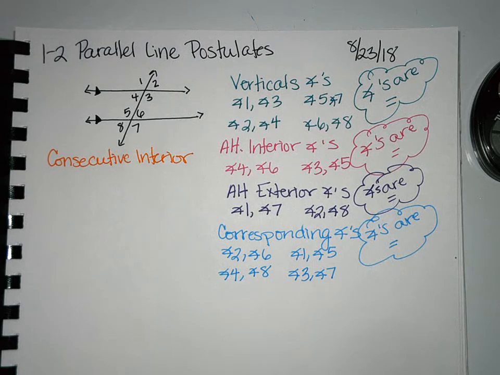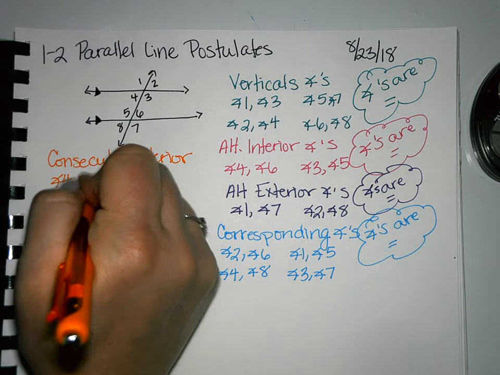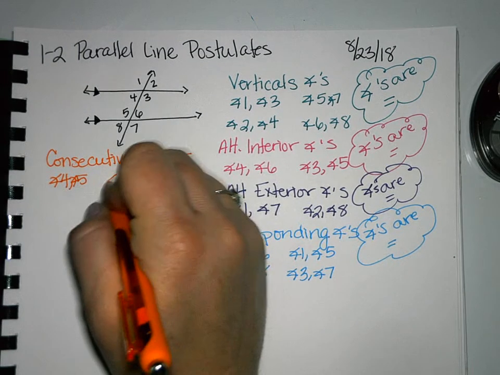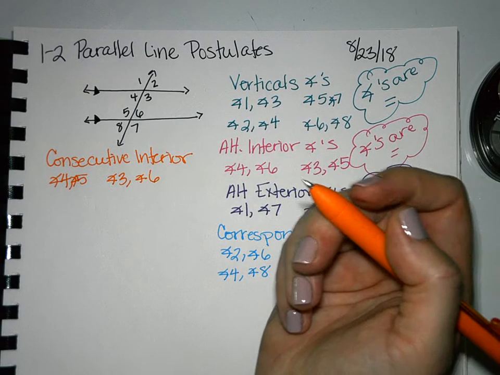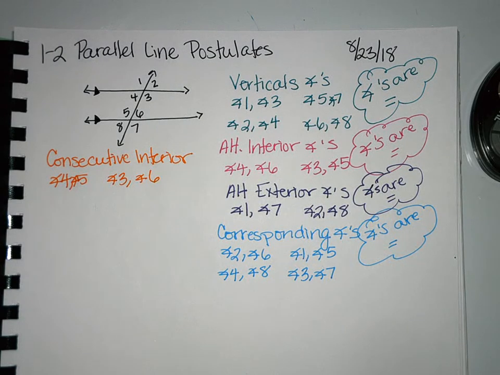Okay. Let's go with Jasmine. Can you pick out one pair of consecutive interior? 4 and 5. And then Jillian? 3 and 6. Sorry, is it Jillian? Oh no, I just go by Jill. Jill. I didn't write that. I will make note of that, Jill.